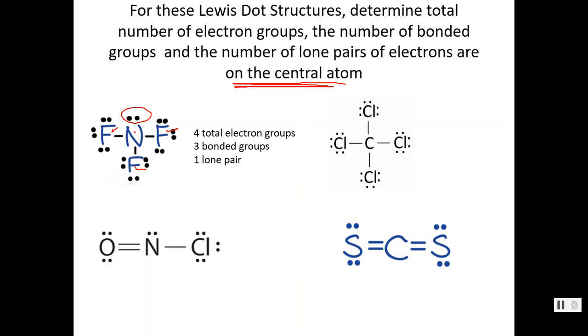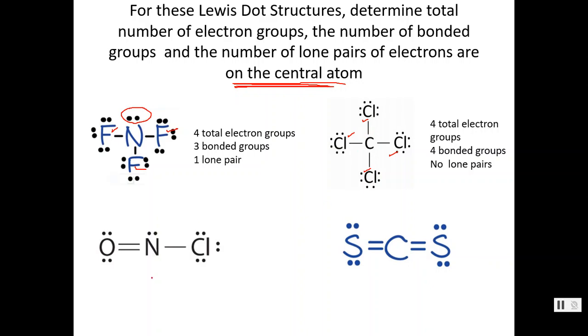Okay. So we can do something similar for this next molecule, CCl4, carbon tetrachloride. You can see from the central atom, that is carbon, I have 1, 2, 3, 4, a total of 4 bonded groups. I don't see any lone pairs on the central atom. I see a lot of lone pairs on the chlorines, but I care about lone pairs on the central atom. So since there are no lone pairs on the central atom, all of the electrons are participating in bonded situations, we would say there's a total of 4 electron groups, all of which are bonded, and there are no lone pairs on the central atom.